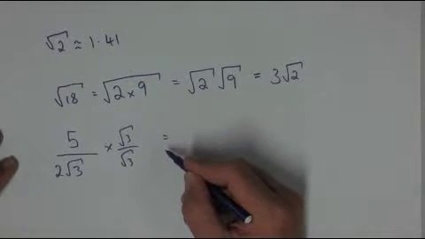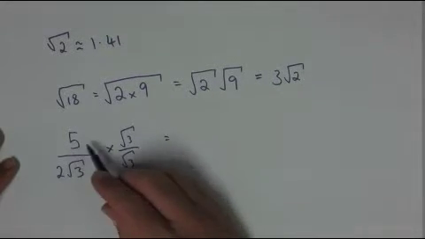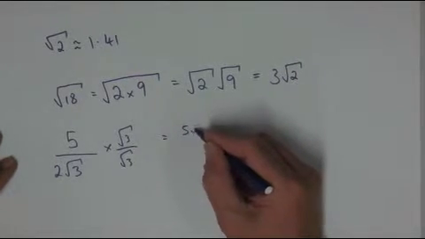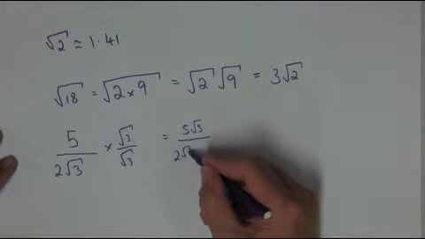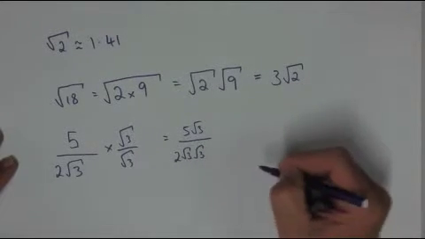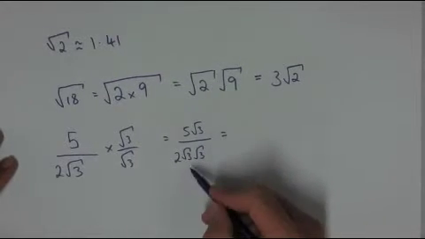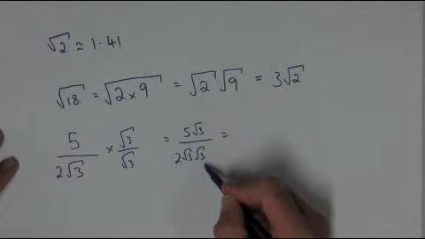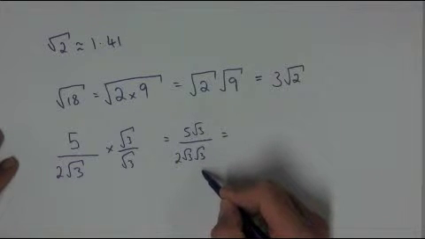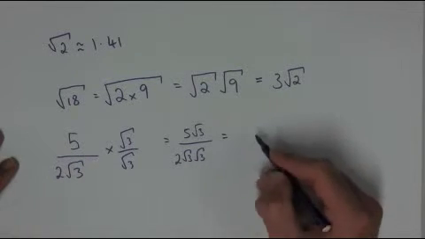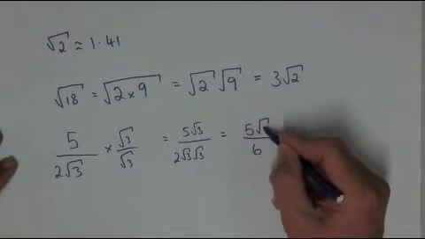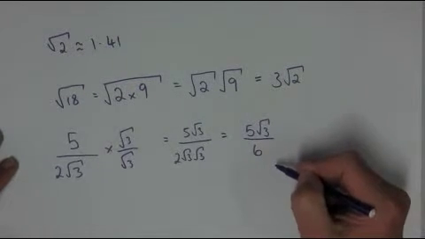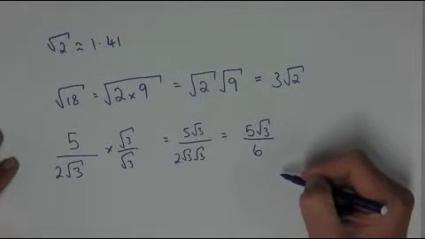If I multiply like I would fractions, so the two numerators together, 5 root 3, and the two denominators together, 2 times root 3 times root 3, I can see that root 3 times root 3 is the same as root 3 squared, which is 3. And 2 times 3 in this case is 6. So I get 5 root 3 over 6, and that is my surd now rationalised.